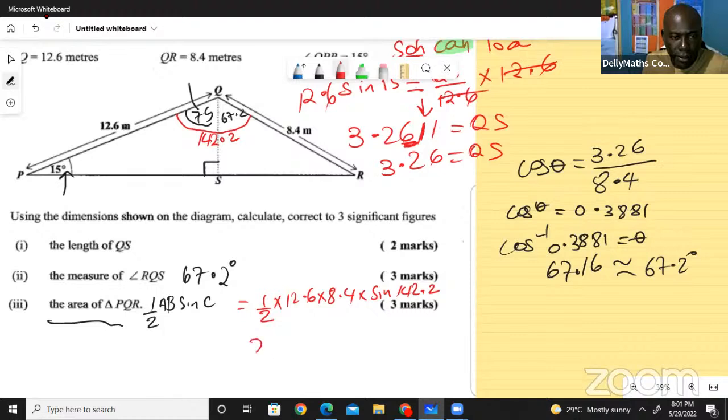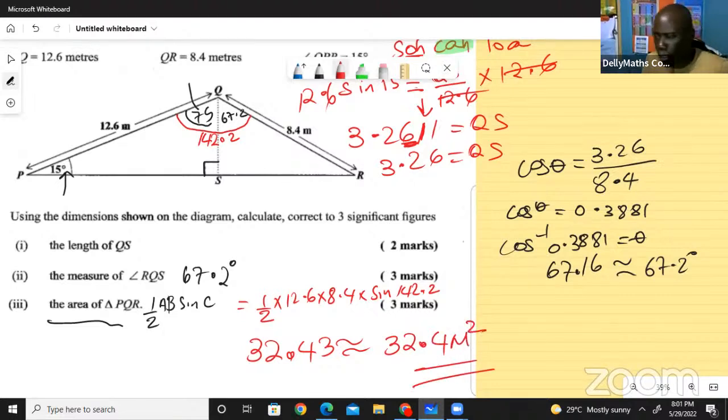I am getting 32.43, but remember, three significant figures, 32.4 square meters. And there we have it.